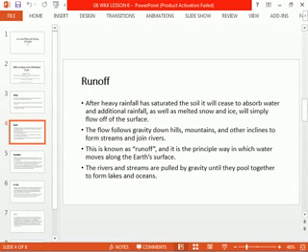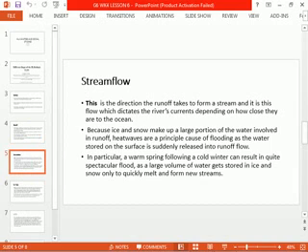This is known as runoff, and it is the principal way in which water moves along the Earth's surface. The rivers and streams are pulled by gravity until they pull together to form lakes and oceans.